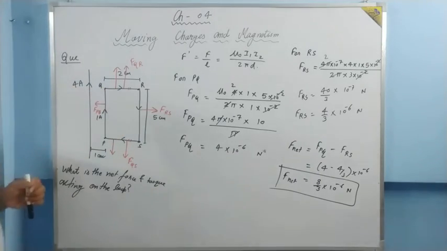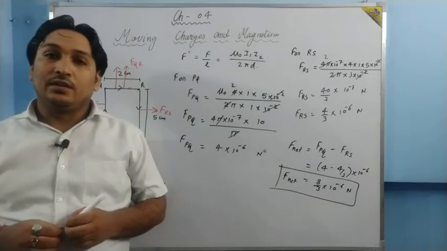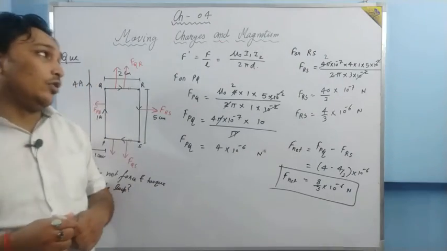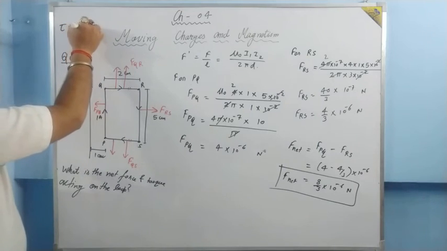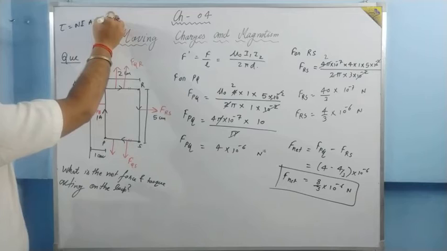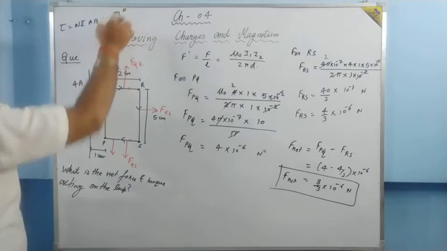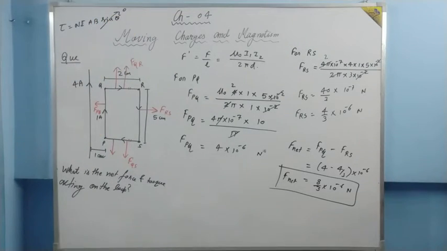So basically the magnetic field and the net torque will be 0 because the formula for torque is NIAB sin theta. For theta 0, sin theta will be 0 and torque will be 0. So torque will be 0 and the force will be 8 upon 3 into 10 to the power minus 6 Newton. This is the solution of this question.